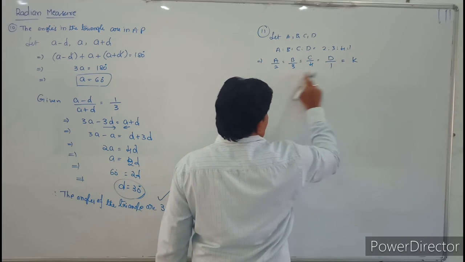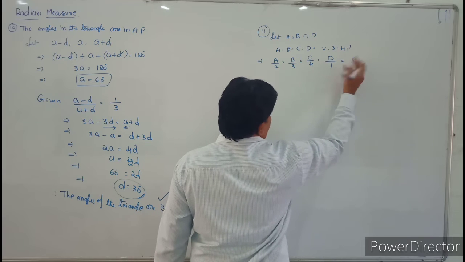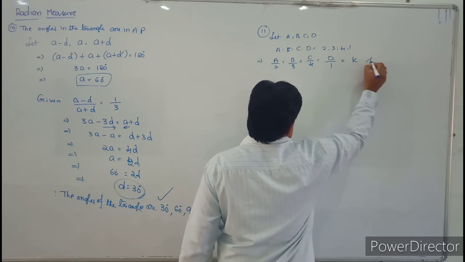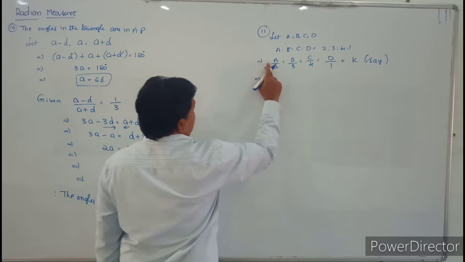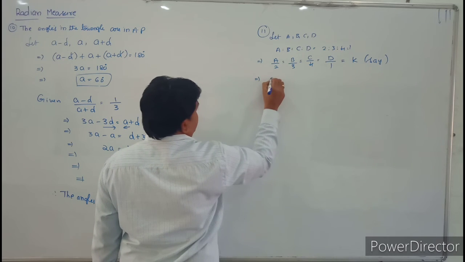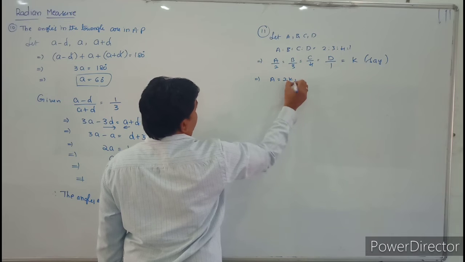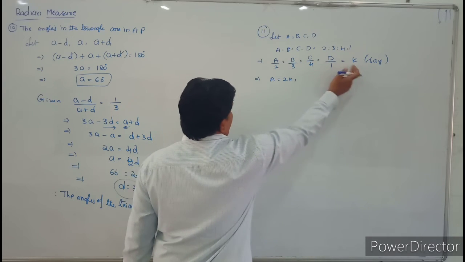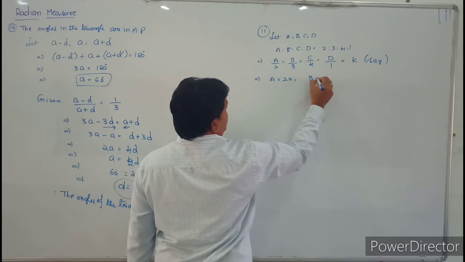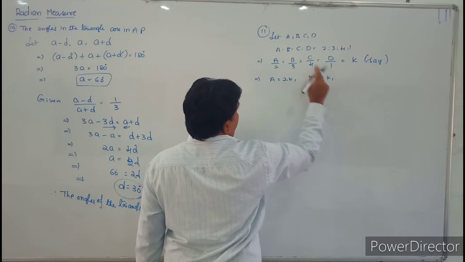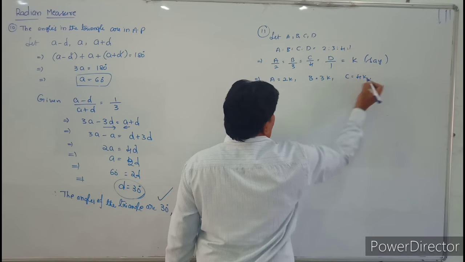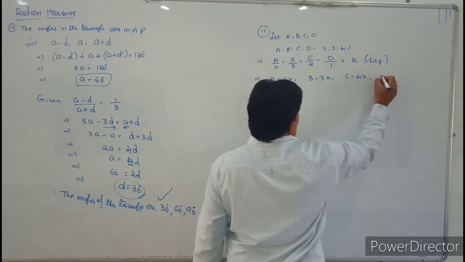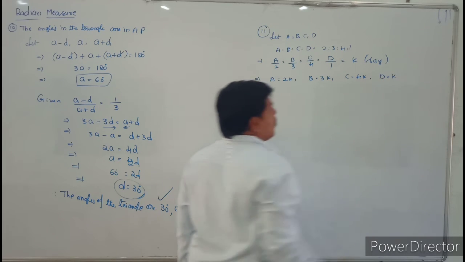What is the ratio equal to? Some constant. That constant I don't know, that's why I am taking it as k. So A by 2 is equal to k, that implies A is equal to 2k. B by 3 is equal to k. What happens, students? B is equal to 3k. And C by 4 is equal to k, C is equal to 4k. And D by 1 is equal to k, that implies D is equal to k.